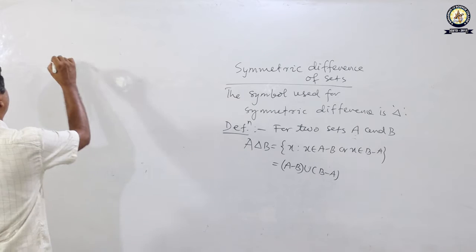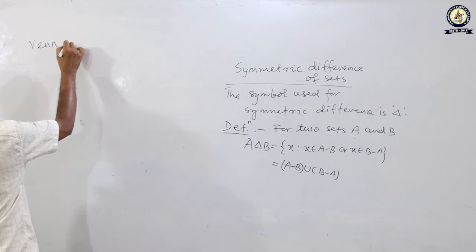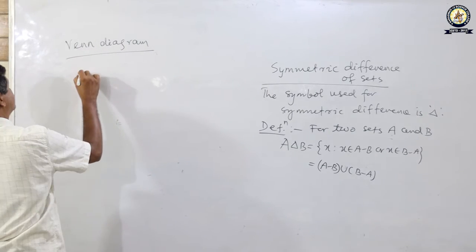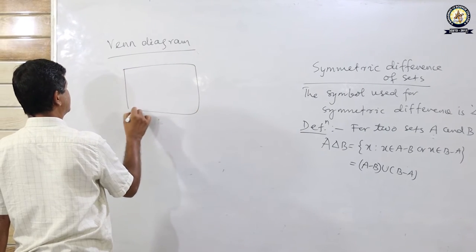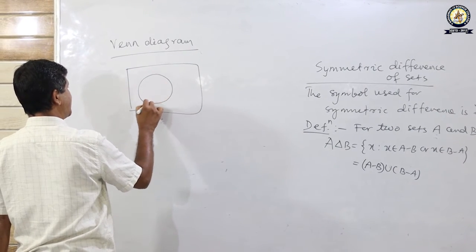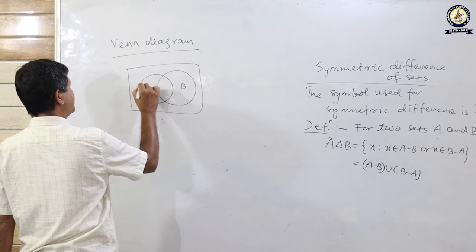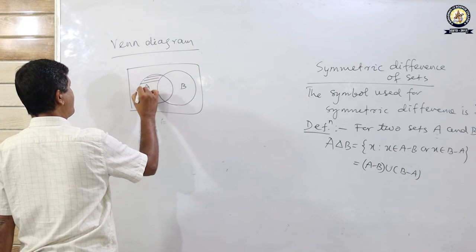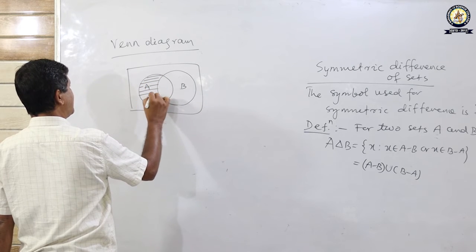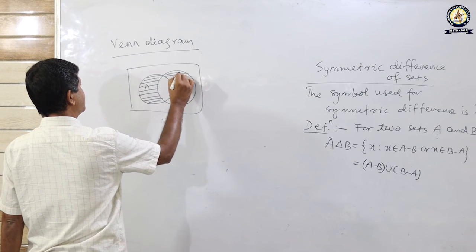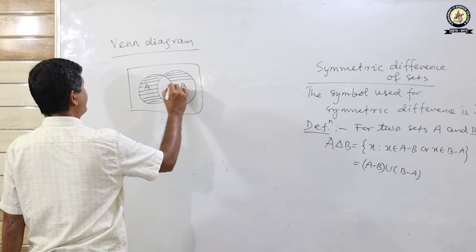Come to its Venn diagram. This is the A set, this is the B set, and this part is A difference B, and this part is B difference A.